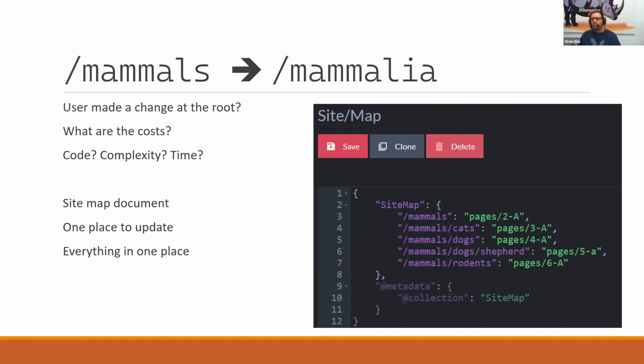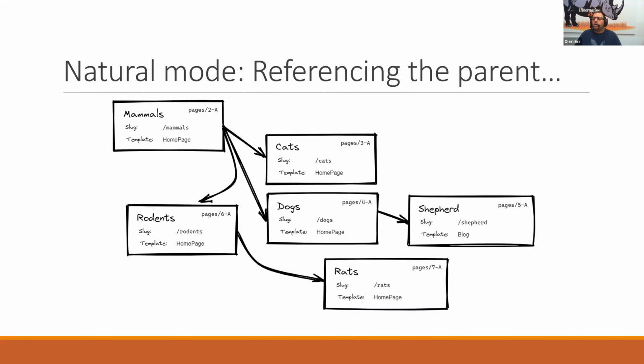So this works up to a point, but I don't like it that much. Can we do better? The answer is yes, but how? So this is a lot more natural. Instead of being /mammal/cat, /mammal/dog/shepherd, instead of carrying the full path, I carry only my own name, my own slug. And I inherit everything from my parent.